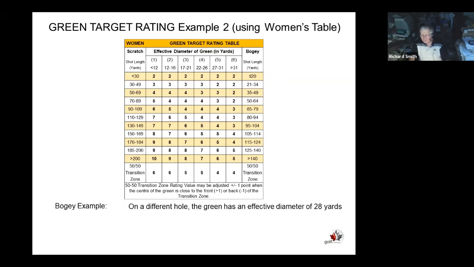On a different hole, just to illustrate how we do it for bogey, if we've got a 28-yard effective diameter, we're in this column. And let's assume that she has a 55-yard shot, puts us in this row. And her green target table value would be a 3.